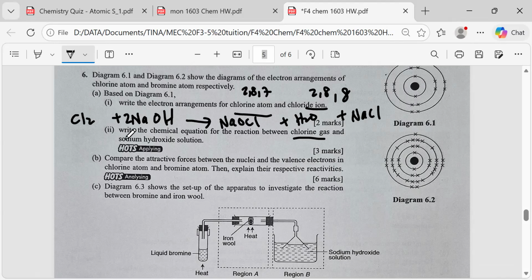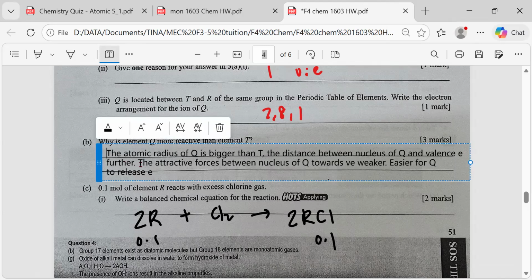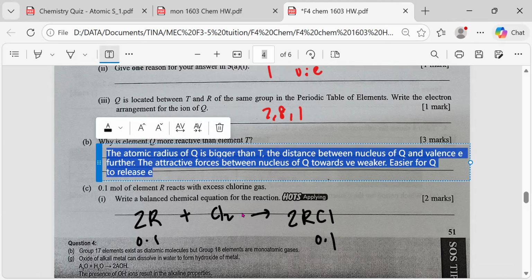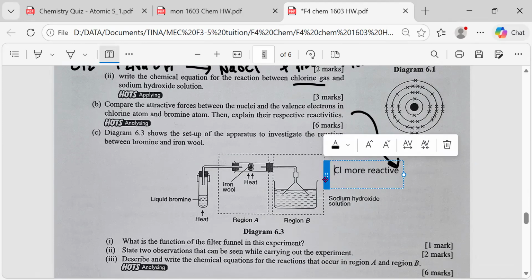Okay? Compare the attractive forces between the nucleus and valence electron in chlorine and bromine atoms and explain the reactivity. Okay, this is exactly what we learned just now. Do you remember? So it's just the other way around. What are you going to write for 6 marks? Who is more reactive, chlorine or bromine? Chlorine more reactive. Then you copy the same as just now. So the blah blah blah. Then you just change the words. You literally write this, you just change the words.